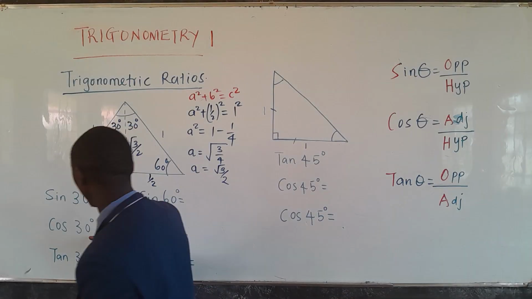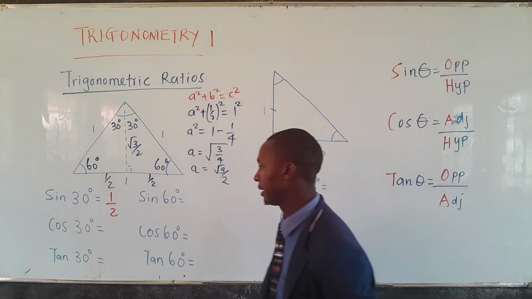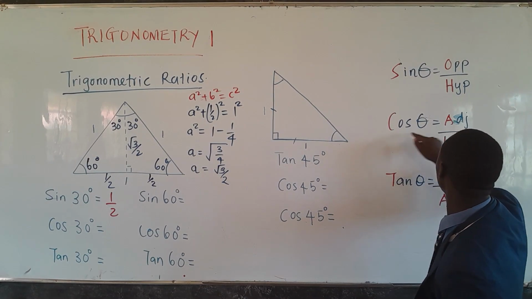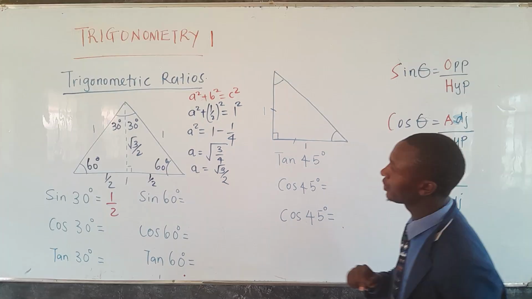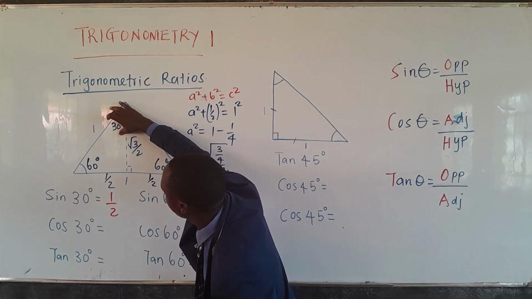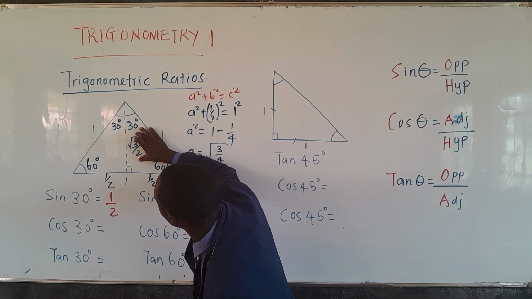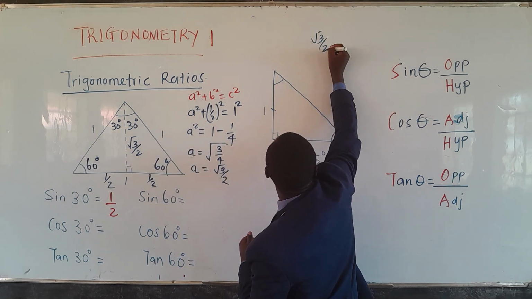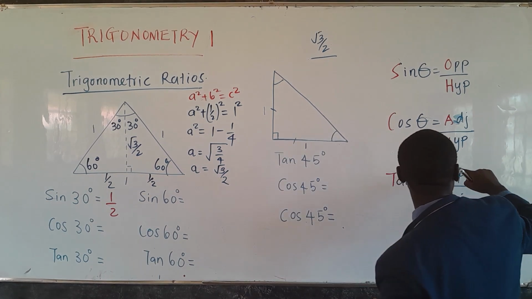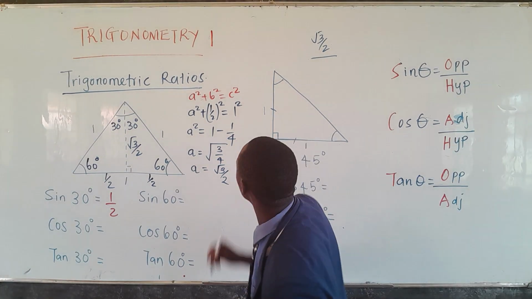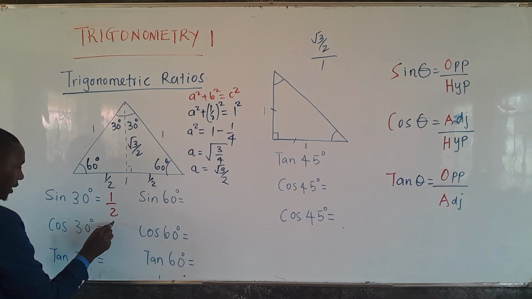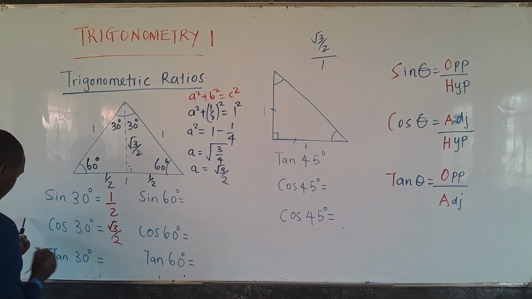Now, we can work out cos theta, cos 30. So again, for cos 30, we come here and say cos is equal to adjacent divided by the hypotenuse. So 30 is here, the adjacent is root 3 over 2, and we're supposed to divide that by the hypotenuse. The hypotenuse is 1, and therefore it's going to remain as root 3 divided by 2.